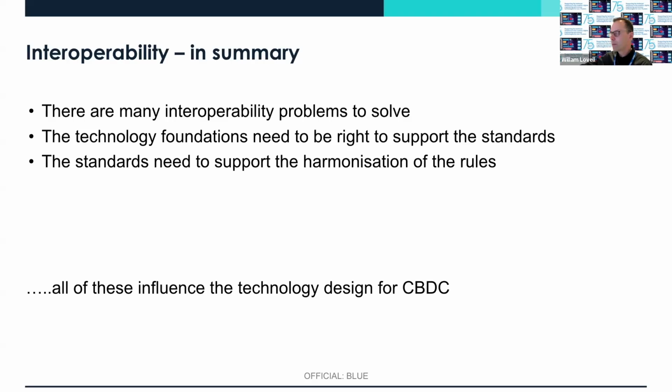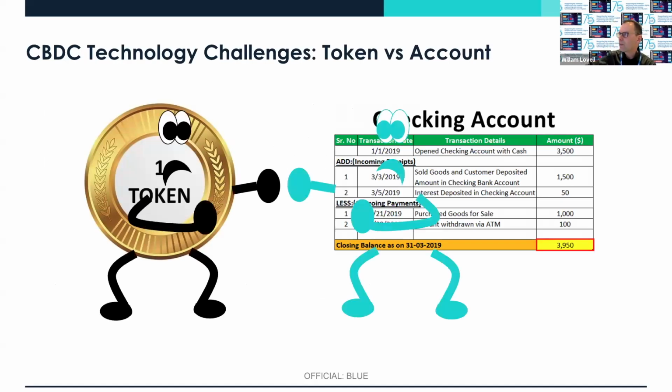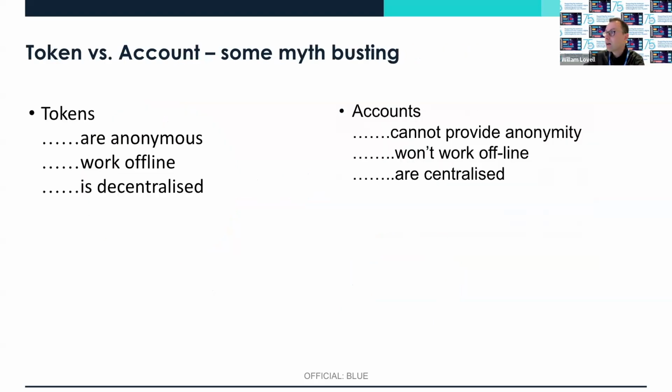The piece that I want to talk about next is about token versus account. Now, this is really to do about how you represent a CBDC on a ledger. And this is often, as I hope this graphic shows, seen as a bit of a battle between two competing ideas. But actually, there's quite a few myths about that. So what I want to do is sort of step through and maybe bust a couple of those myths, and then just take a quick look at what the real differences between token and account-based systems actually are.